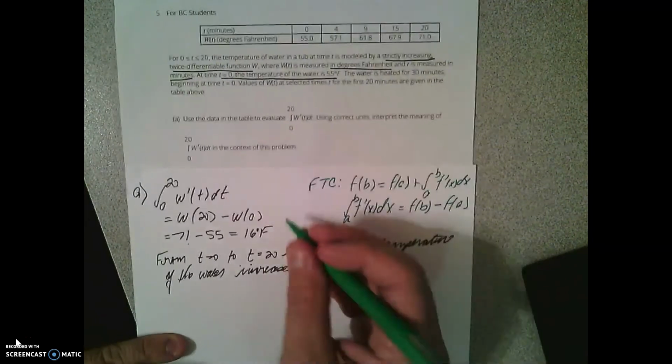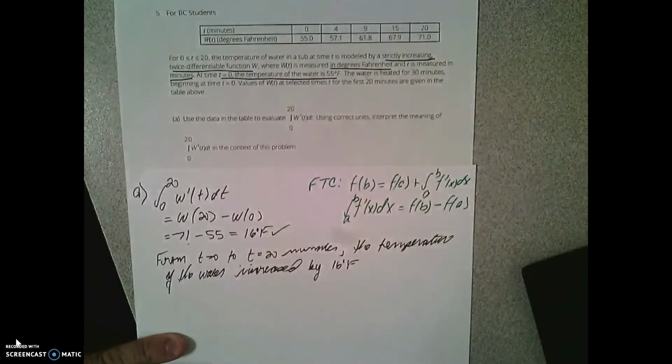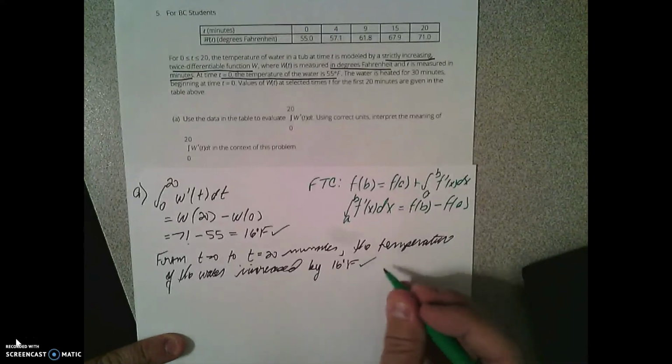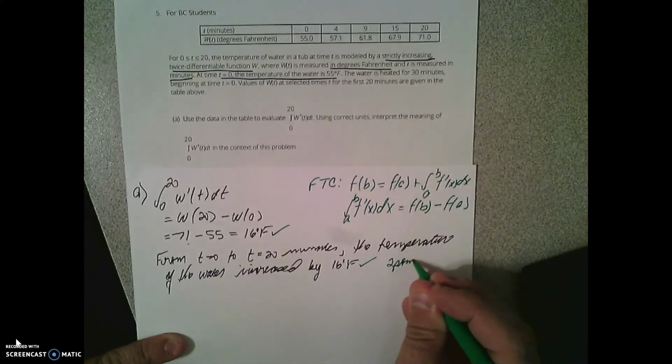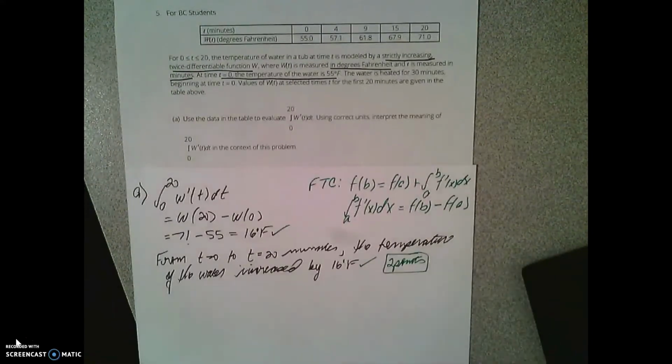We awarded 1 point for coming up with the numerical value, and then we awarded a second point for being able to explain the meaning of your answer in the context of the situation. That was part A.